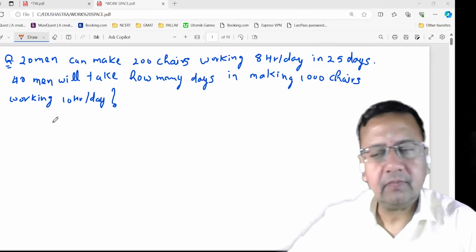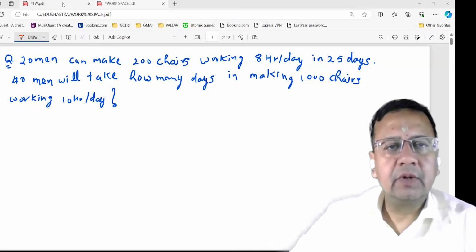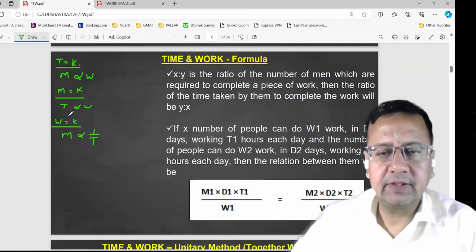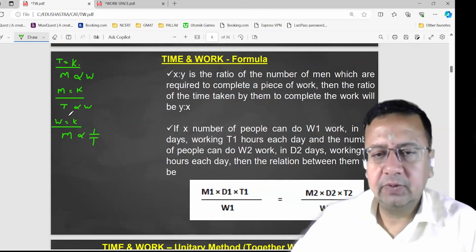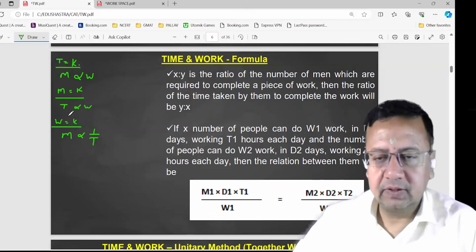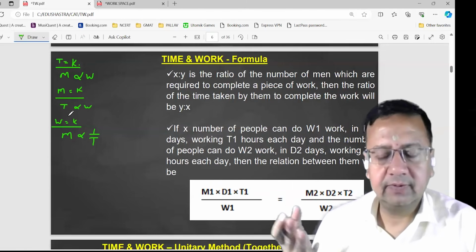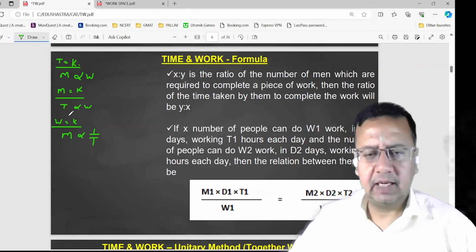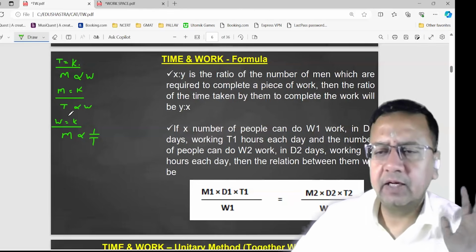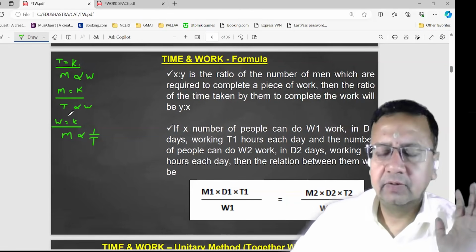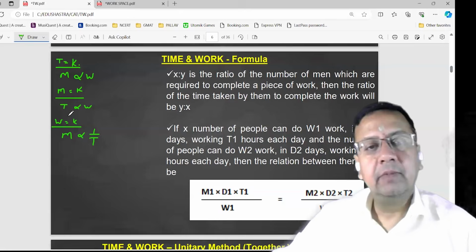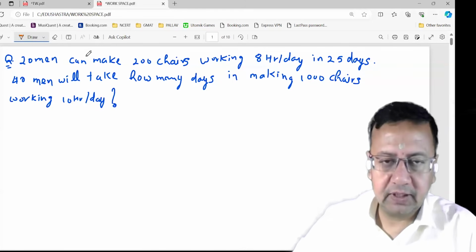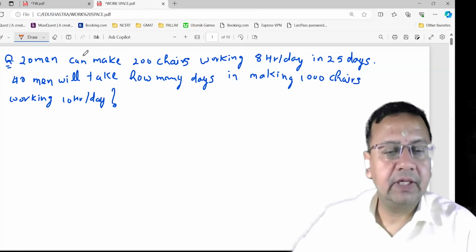Right. Okay. So I suppose that you must have remembered this formula which we discussed in the previous session: M1 into D1 into T1 divided by W1 is equal to M2 into D2 into T2 divided by W2. I have all the values: men, days, time, work. I can put the values here and calculate the answer. But rather than that, I suggest that you should try to use the proportionality and check how you are getting the answer.